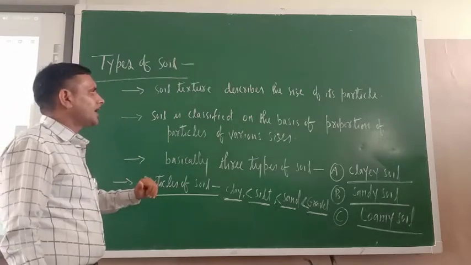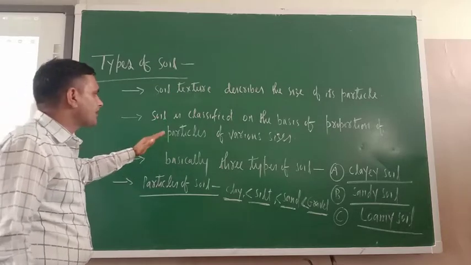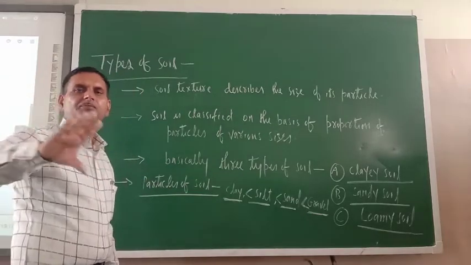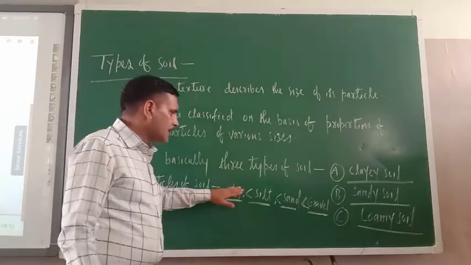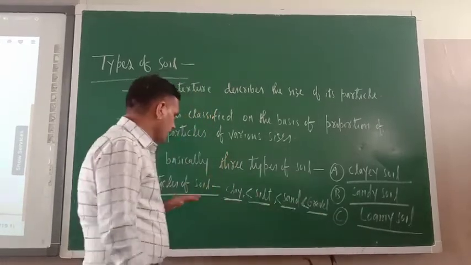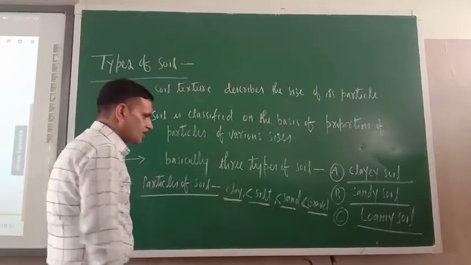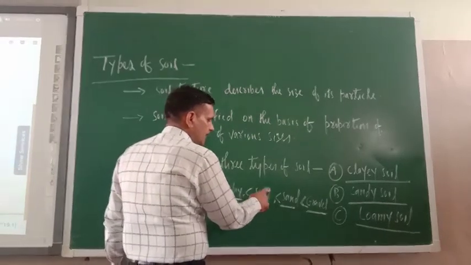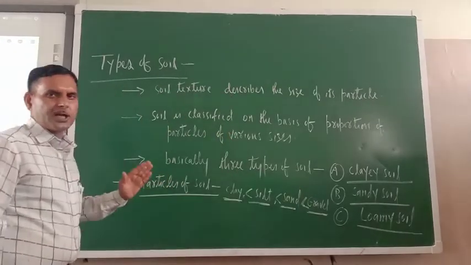Soil is classified on the basis of the proportion of particles of various sizes. See, in the soil there are various kinds of particles. These particles are clay particles, silt particles, sand particles, and gravel particles. Now try to understand. Here I wrote them in increasing order of their particle size. Just see, clay is the smallest one, greater than clay is silt, greater than silt is sand, greater than sand is gravel.